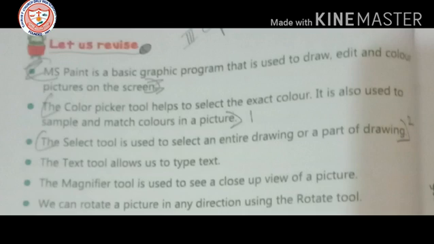Let us revise the points we have learned. MS Paint is a basic graphic program that is used to draw, edit and color pictures on the screen. The color picker tool helps to select the exact color. It is also used to sample and match colors in a picture. The select tool is used to select an entire drawing or a part of a drawing. The text tool allows us to type. The magnify tool is used to see a closer view of a picture. We can rotate a picture in any direction using the rotate tool.